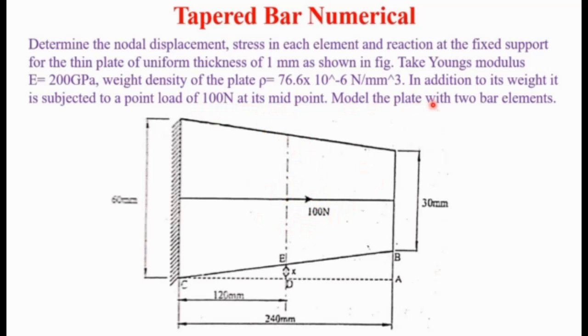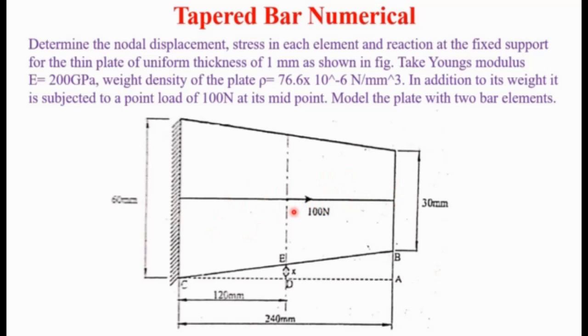Then model the plate with 2 bar elements. Now we have to prepare a FEA model by using 2 bar elements. This is the requirement. Therefore we have to select one bar up to this midpoint, and the second bar from this midpoint to this free end. So we have to divide this plate into 2 bar elements, and solve this problem.